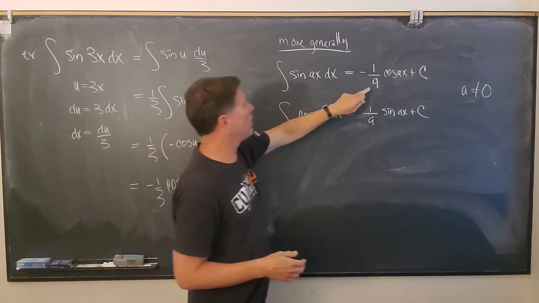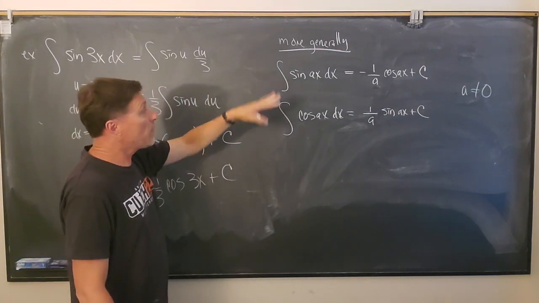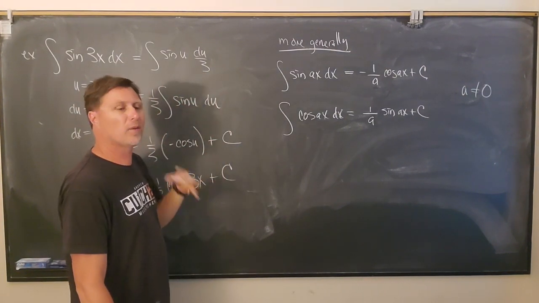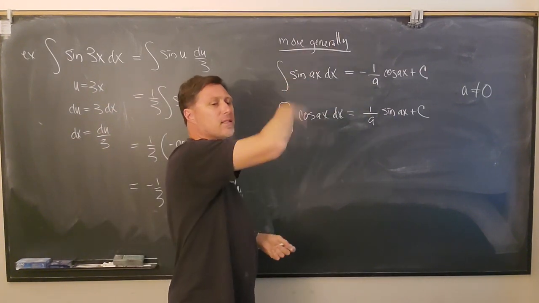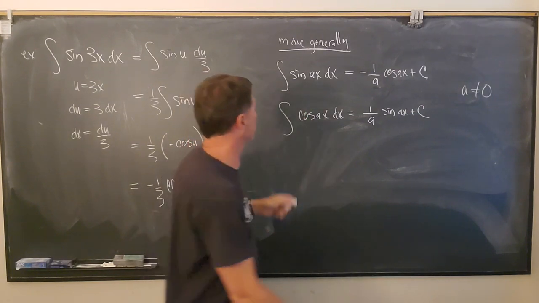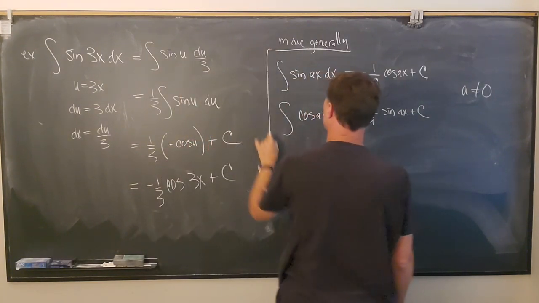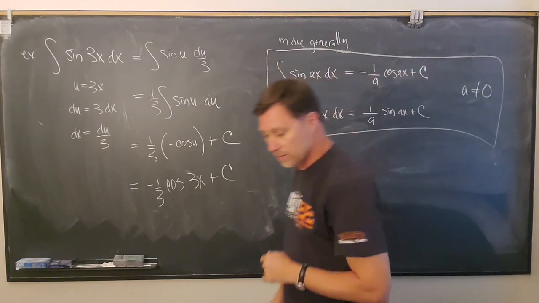These integrals come up enough, that should be a 1 over a, not a 1/9. These integrals come up enough that it's worth memorizing, right? You don't want to have to do substitution every time. We're going to be computing the integral of sine of ax and cosine of ax all the time in this class, right? So these are two that are worth memorizing. So let's put these in a box. Right? You're going to need to know those facts.